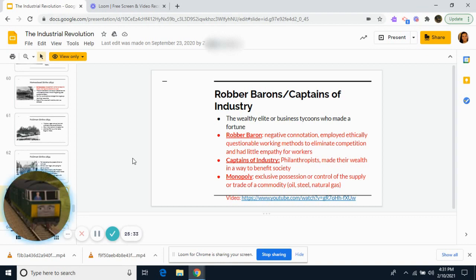Robber barons, captains of industry. The wealthy elite or business tycoons who made a fortune. Robber baron is a negative term: they employed ethically questionable methods to eliminate competition and had little empathy for workers. Captains of industry were philanthropists who made their wealth in a way that benefited society. Monopoly: exclusive possession or control of the supply or trade of a commodity. Oil, steel, natural gas.